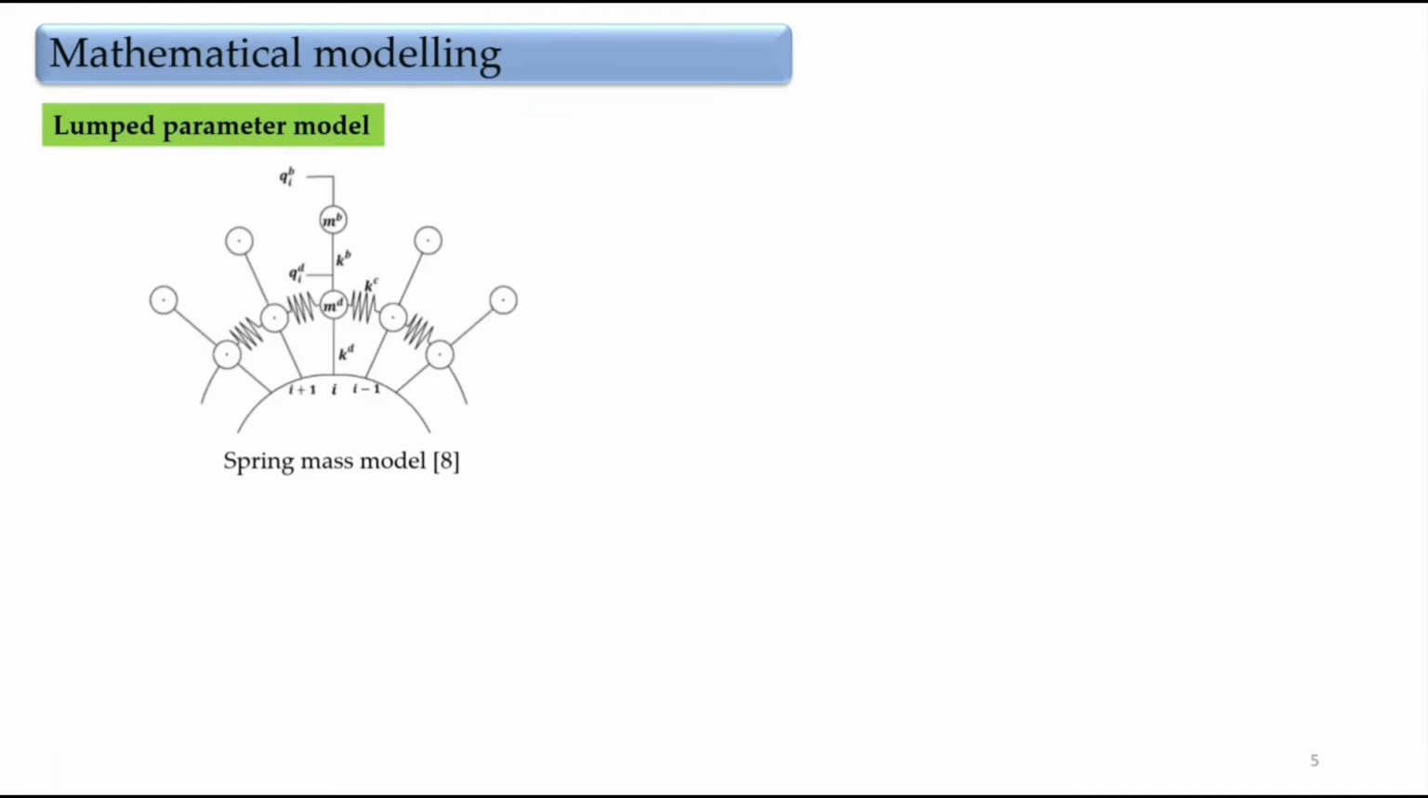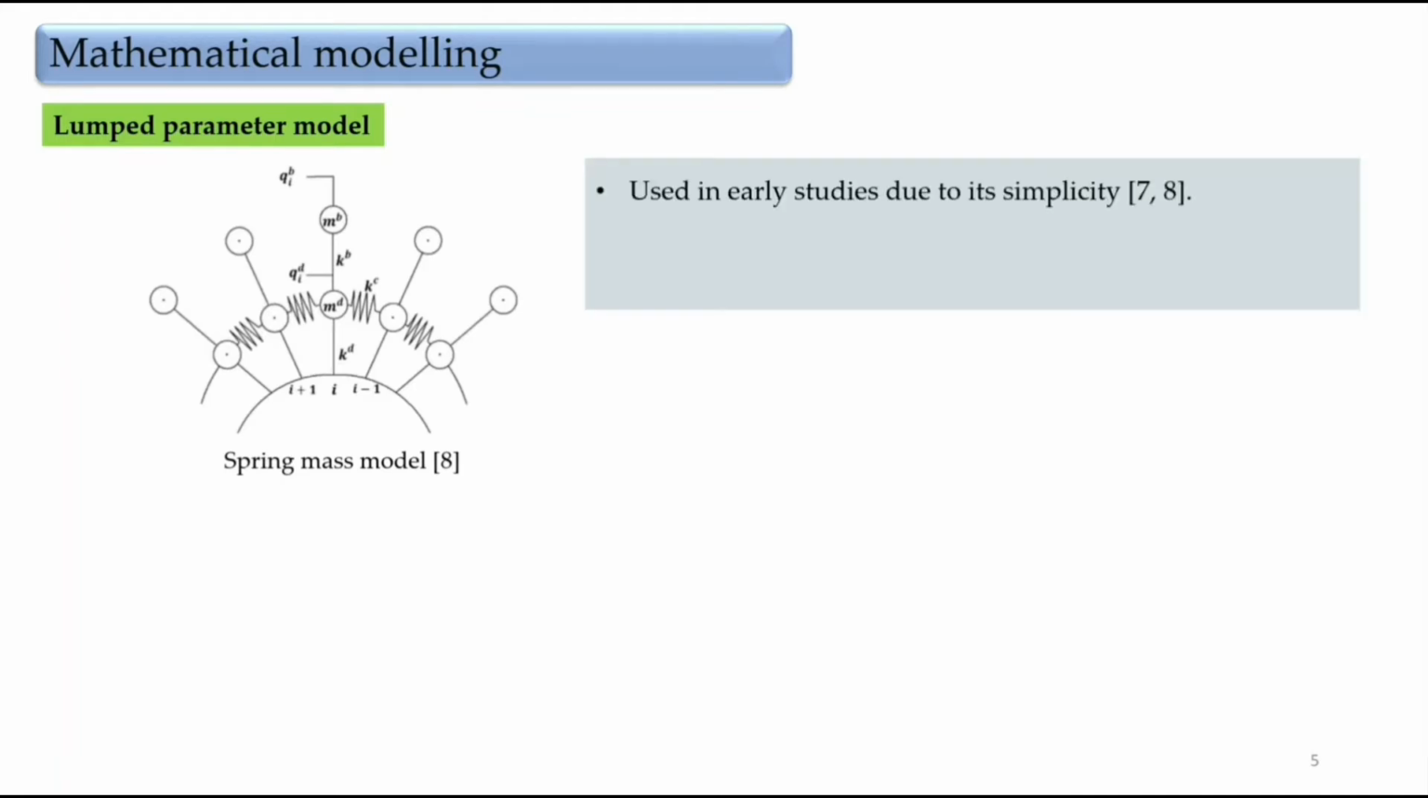Now, for modeling the bladed disk system, initially lumped parameter models were used, in which the system is represented in terms of spring and mass. Due to this simplicity, the associated computational cost is also low, but it is unable to capture the dynamics of the complicated real bladed disk systems.